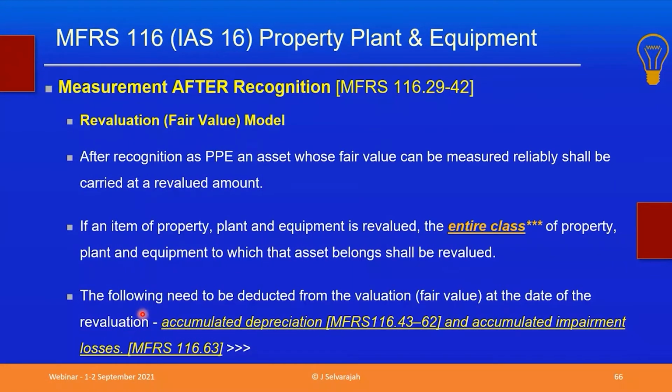So when you value, you also have accumulated depreciation in your accounts, right? So you have the valuation reserve and you have accumulated depreciation. So you must set off the accumulated depreciation against the valuation amount and also the accumulated impairment. So you can see this in paragraphs 43 to 62 and 116, and also on impairment, paragraph 63.